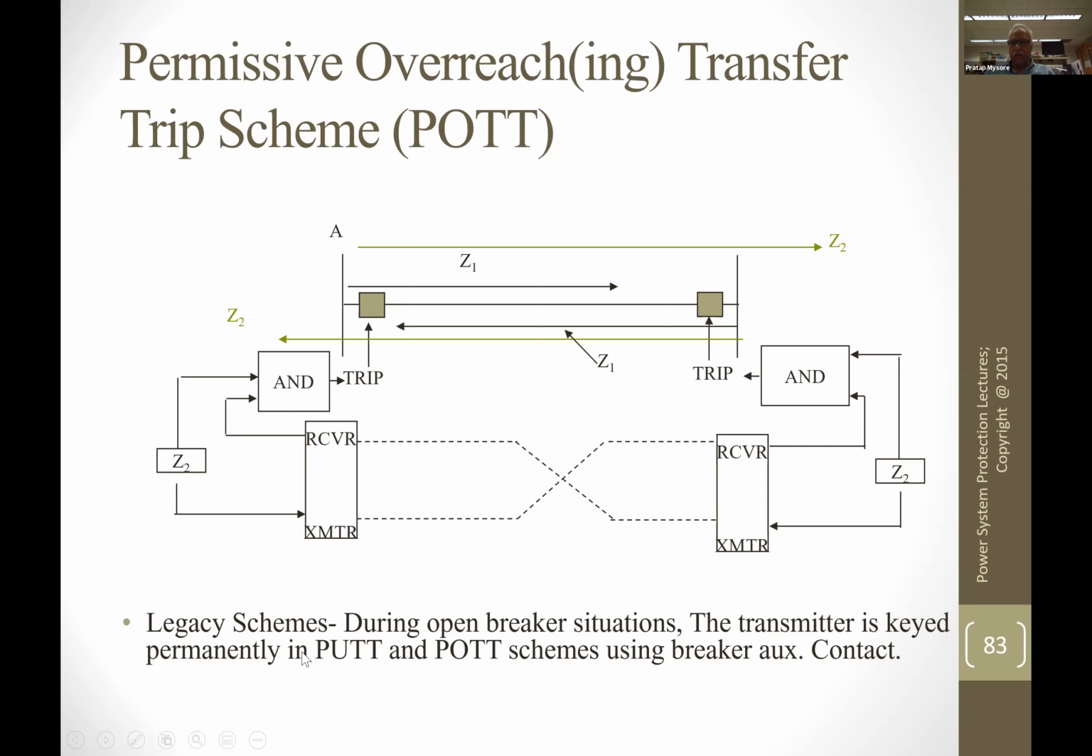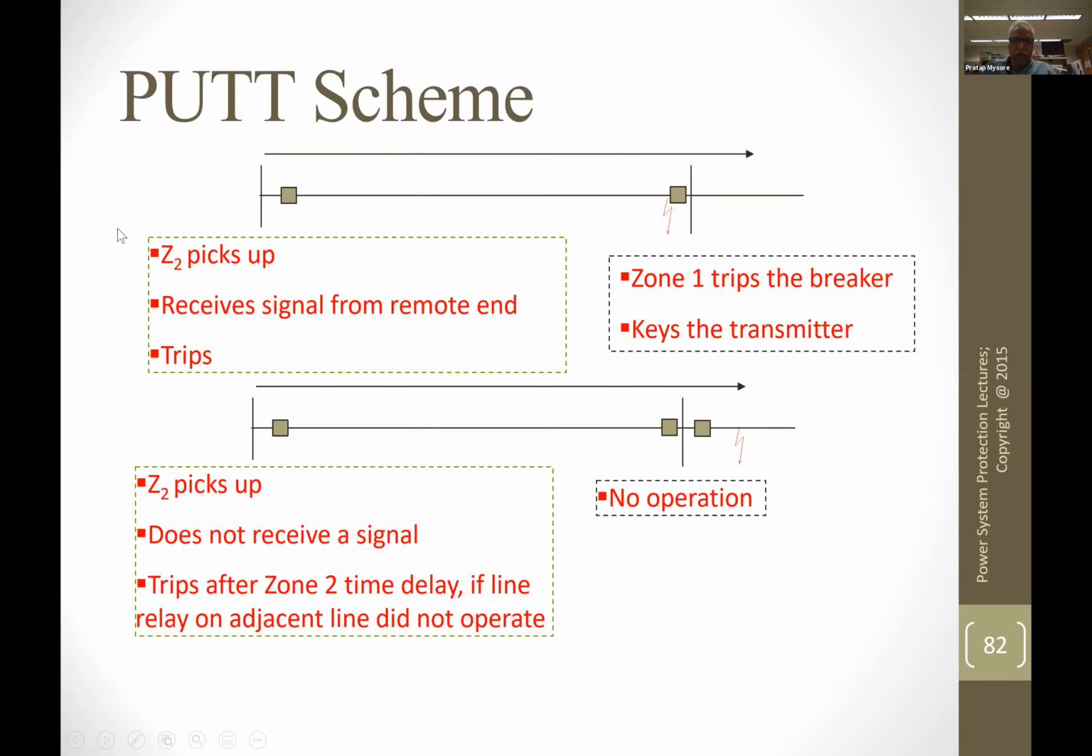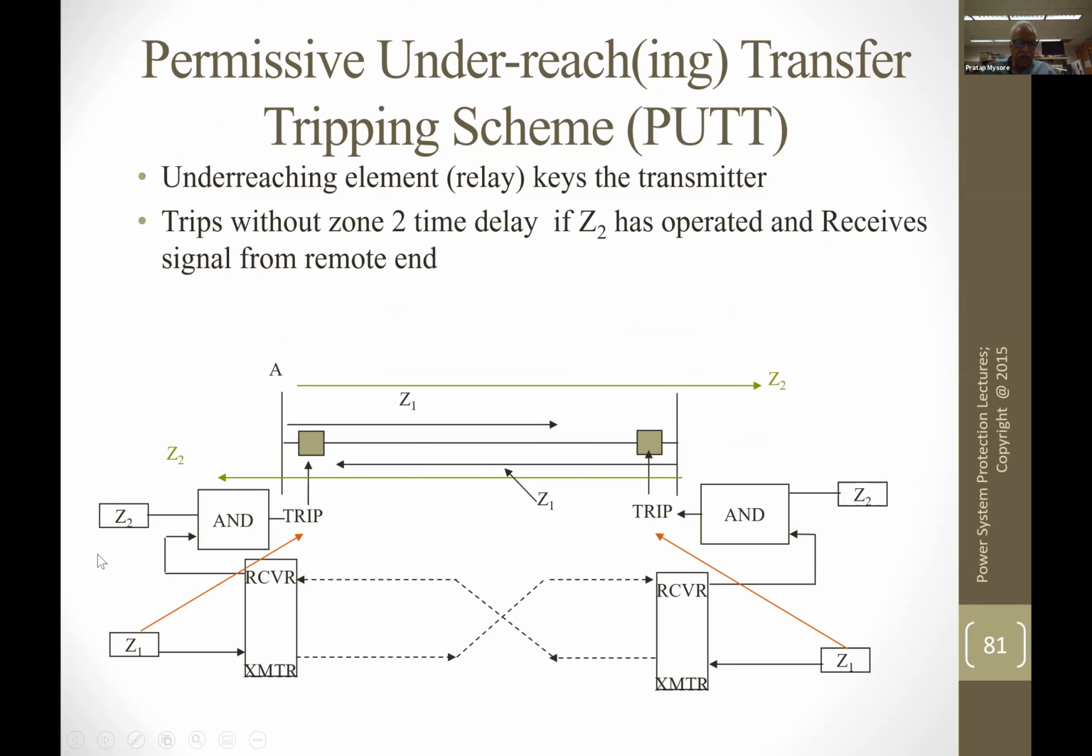Okay. Then the permissive overreach transfer trip scheme. In the direct underreach transfer scheme and the permissive underreach transfer trip scheme, what was the element that was keying the transmitter? That was the underreaching element. Zone 1 element was keying the transmitter. As the name implies here, it's the zone 2 POTT scheme. It just takes the zone 2 relay to operate. When you look at the permissive underreach transfer trip scheme, we needed two elements, zone 1 and zone 2 relays here in the electromechanical world.